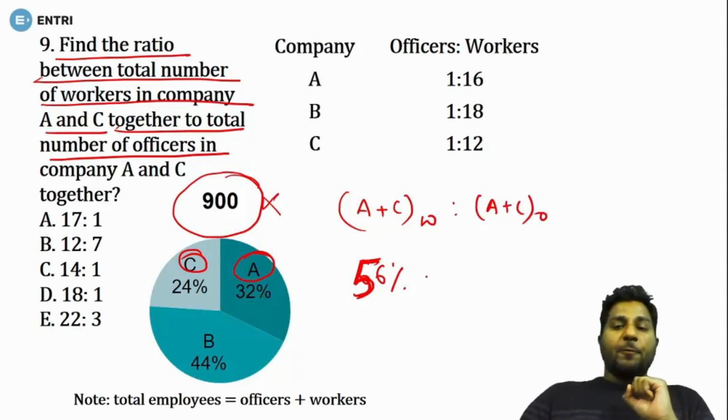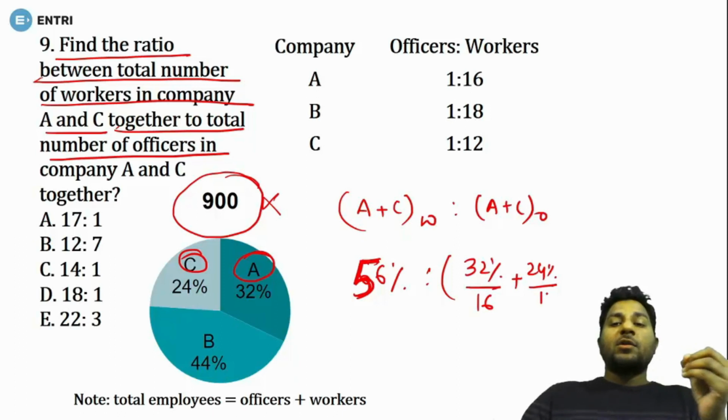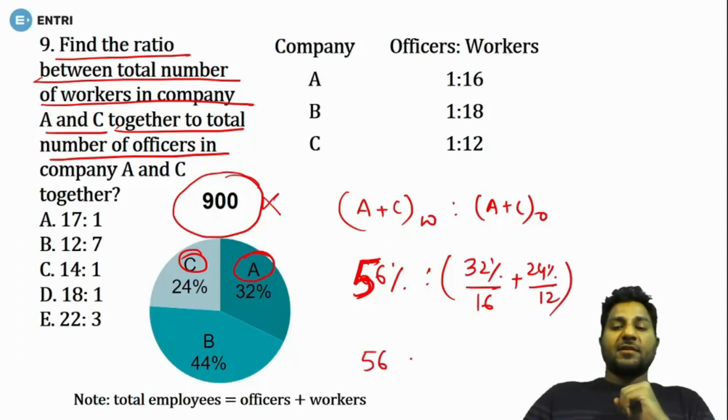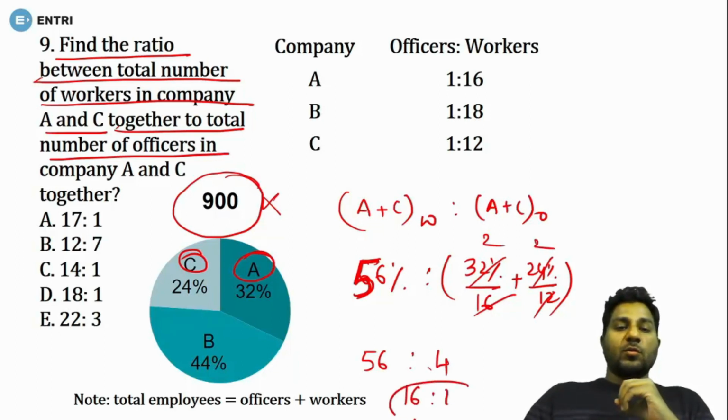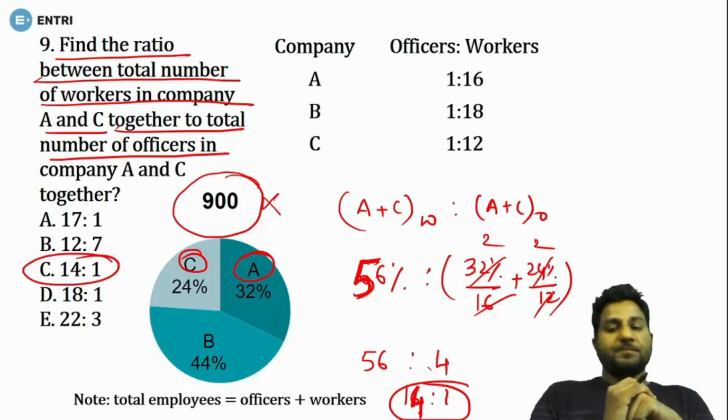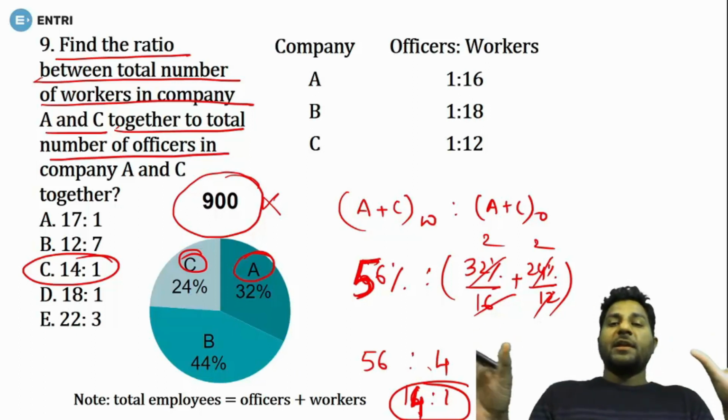Okay. Now if we compare officers data, what will we do? First 32% will be compared on the 16 ratio, then 24% will be compared on the 12 ratio, and that makes 56 ratio 4. So it will become 14 ratio 1. So your option C will be the correct one. It was a really nice question.